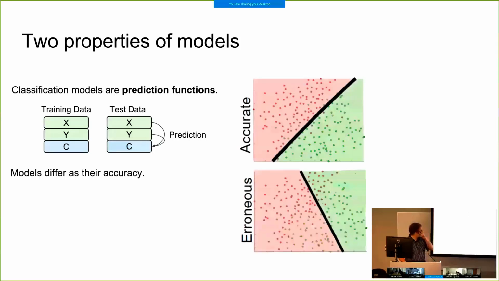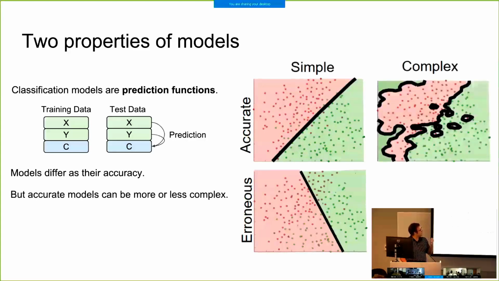Now, I also started to hint at the fact that models can differ in their accuracy, right? If you have the choice of these 2 classification models, nearly everybody would choose the top one as a more accurate model. The green region encompasses more green data points, if you will. But accurate models can also be more or less complex.